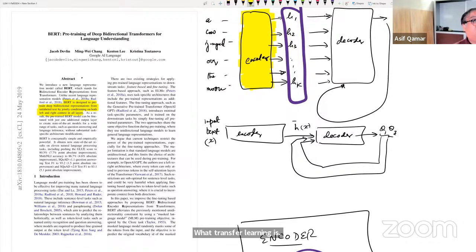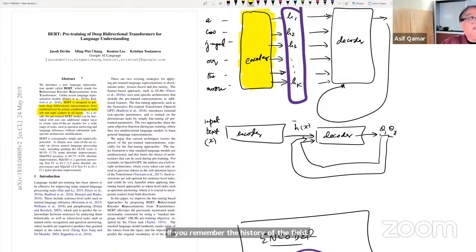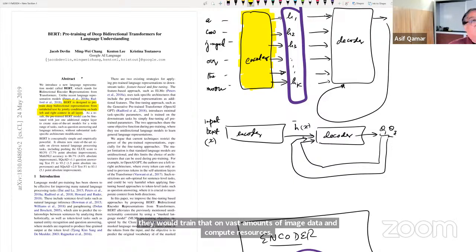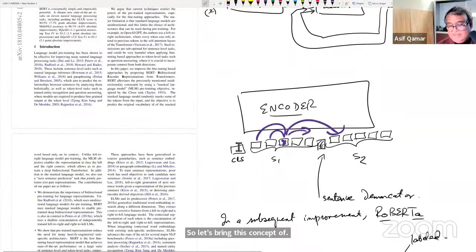As models became bigger and bigger, and it was already happening in computer vision, people were creating CNNs before this. Remember, this is 2018. Transformers were just taking off. In computer vision, CNNs were the king of the hill. If you remember the history of the field, there were ResNet, AlexNet, VGG, and Inception. Bigger and bigger convolutional networks were coming up. Those networks took a lot of compute to train. So people would train them on vast amounts of image data and compute resources, and then release the model. They had done the best they could on the public data. So let's bring in this concept of transfer learning, a digression into that.